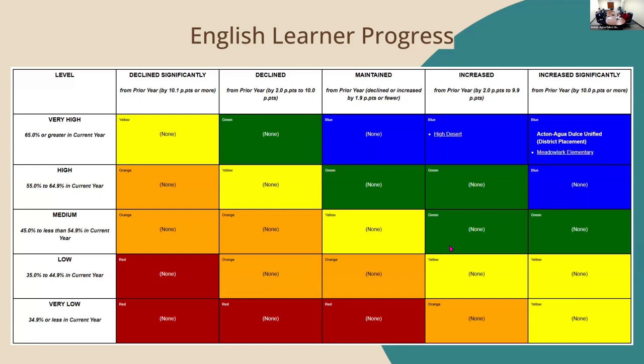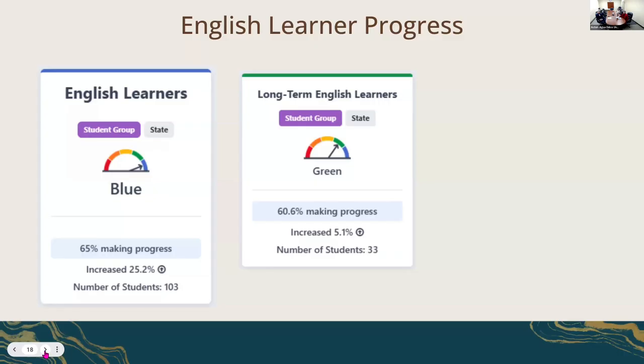Questions? All right, I'm going to go to the next slide. This is just another presentation. It again shows the English learners in the blue, with 65% of them making progress, and the long-term English learners in the green, with 60% of those students making progress, a 5% increase. This actually shows the number of students. We have 33. This was last year, so some of these kids graduated. These are our numbers from last year.